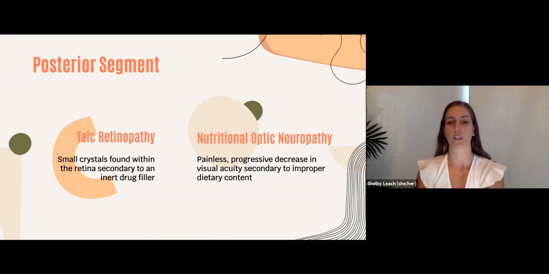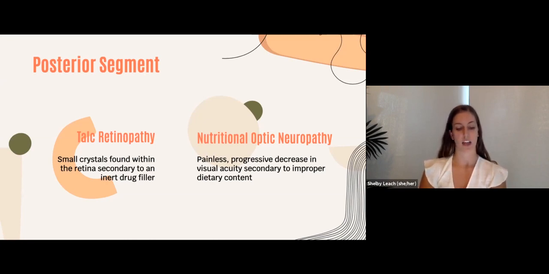Nutritional optic neuropathy is, as we know, painless progressive decrease in visual acuity secondary to improper dietary content. It tends to be bilateral and symmetric. It is accompanied by a color vision defect. It is most commonly caused by deficiency of folic acid and vitamin B complex through anything such as malnutrition, poor dietary habits, incorrectly applied vegetarian diet, or chronic alcohol abuse. It is associated with optic nerve atrophy, which manifests as discoloration. We want to treat with dietary supplementation, hopefully prior to any irreversible optic nerve atrophy.